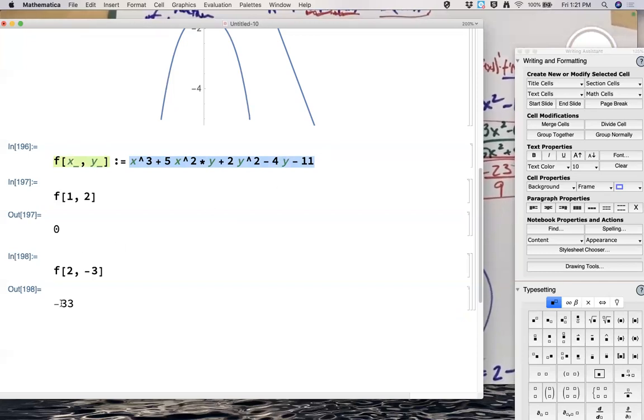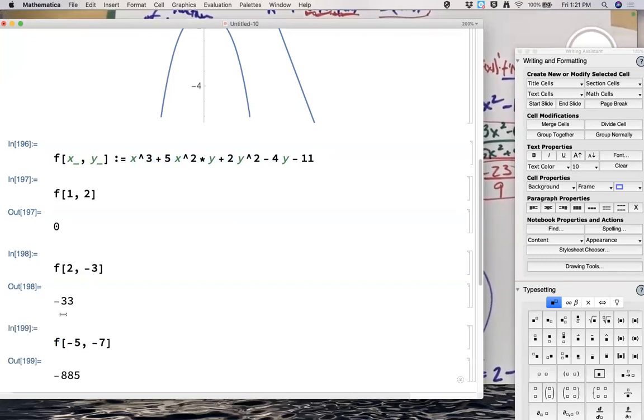There's plenty of other points I could figure out. What's f of -5, -7, -885? You could check that. So for each two-dimensional input, I get a number. X, Y, you could think of as a point in the plane. For each such two-dimensional input, I get a single number out.